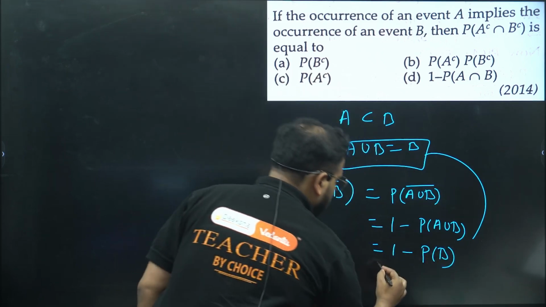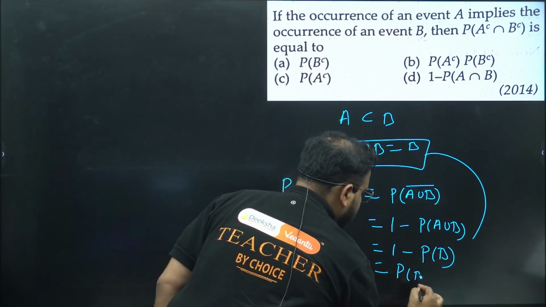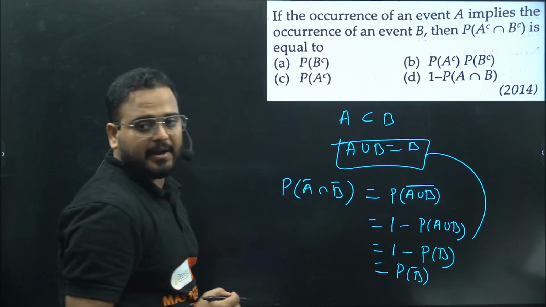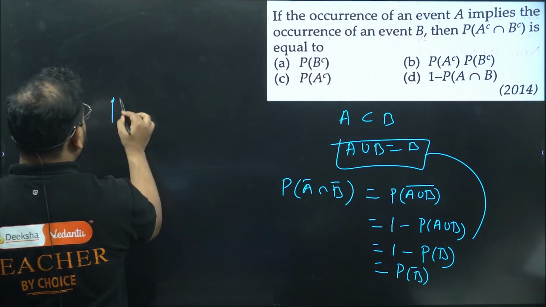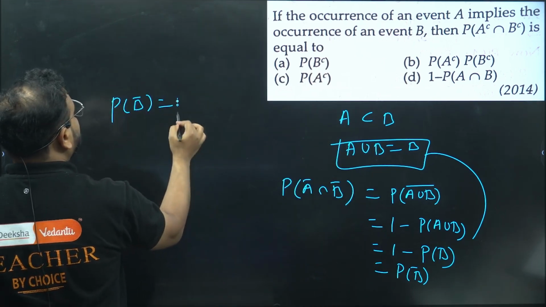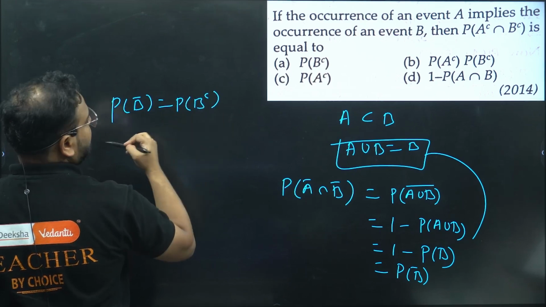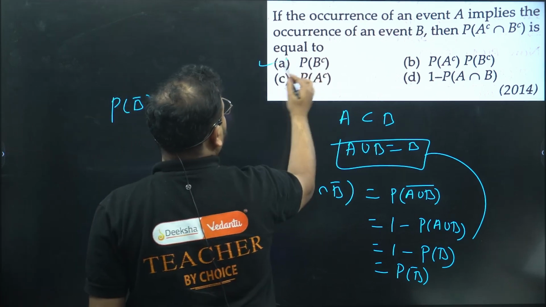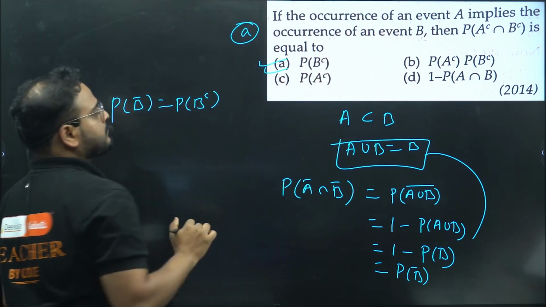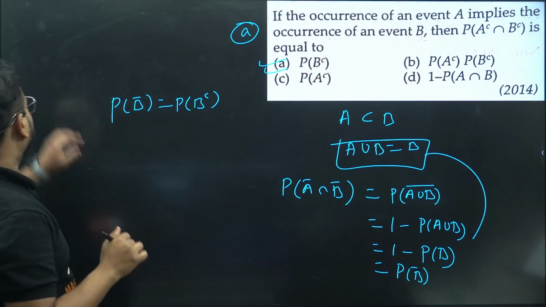What is it going to be? Simply PB bar, right? So I have the answer as PB bar. Is nothing but how much? Please check. PB complement only, right? Answer is option A. Simple question. Okay, moving on.